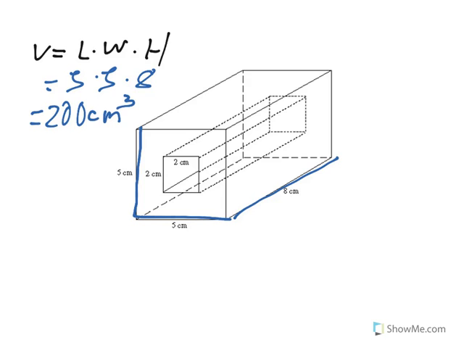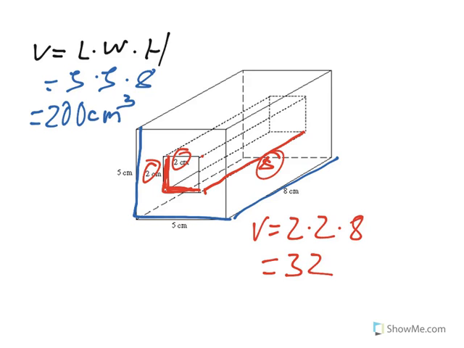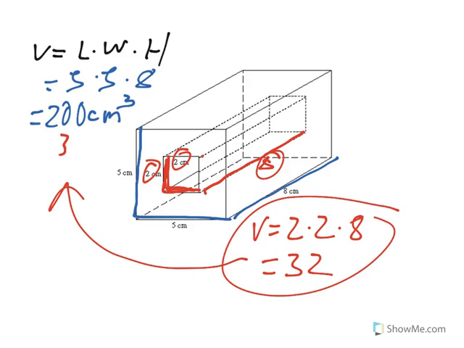Now let's look at the inside that's been cut out. We have this square shape, cuboid or prism, that's been cut out. The dimensions are 2 by 2 and by 8, because it goes all the way through. So the volume of the red section, 2 by 2 by 8, equals 32. And so all we need to do is take 32 and subtract that from 200, and we will have our answer for the volume of this particular shape.